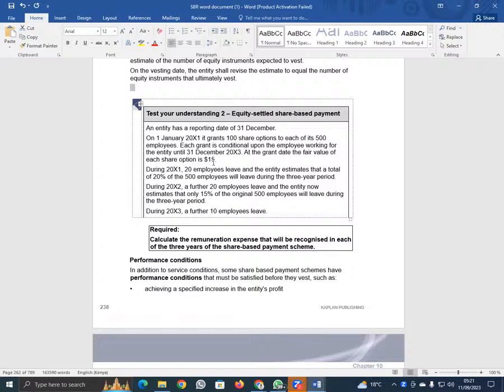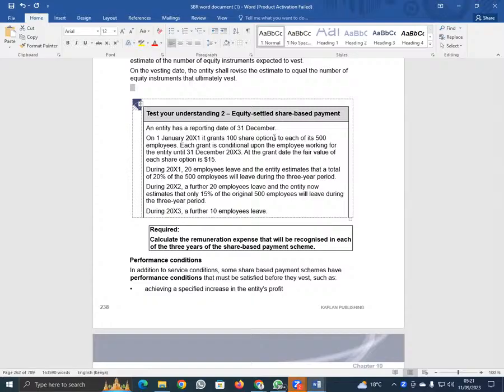If it's cash settled, then the fair value at the end of the year will always change. Remember here, we are told on 1st of January 2021 it grants these guys 100 shares for each of its 500 employees. Each grant is conditional upon the employee working for the entity until 31st December 2023. So we're looking at these guys working for us for the whole of 21, the whole of 22, and then the whole of 23. Those are 3 years.